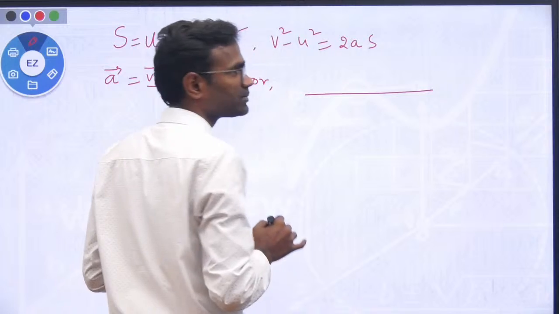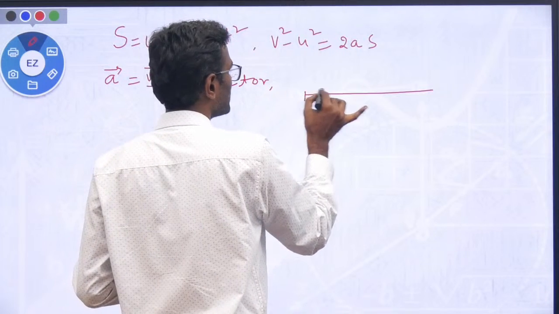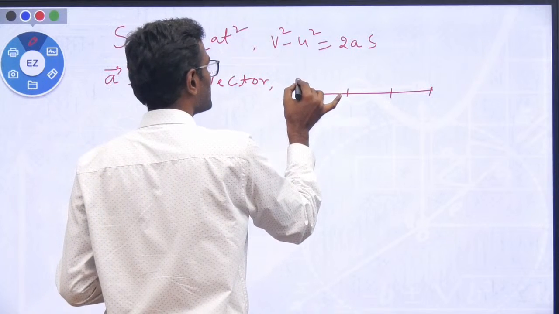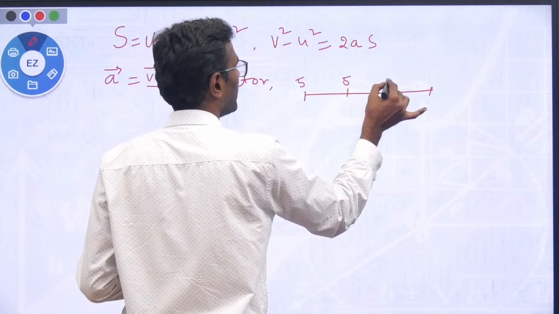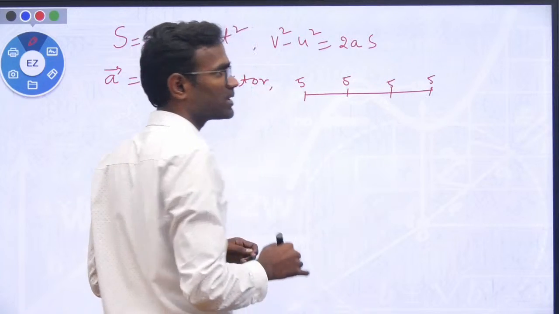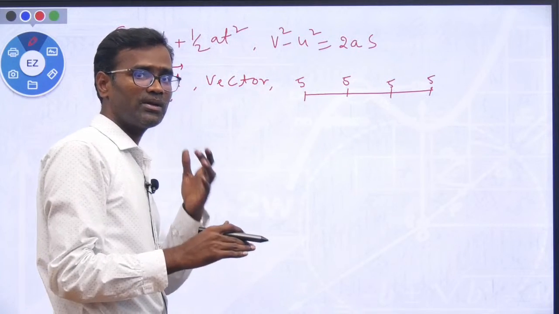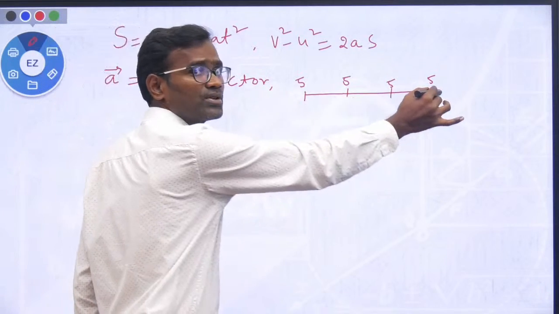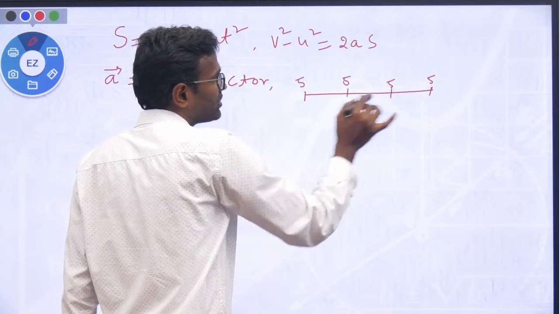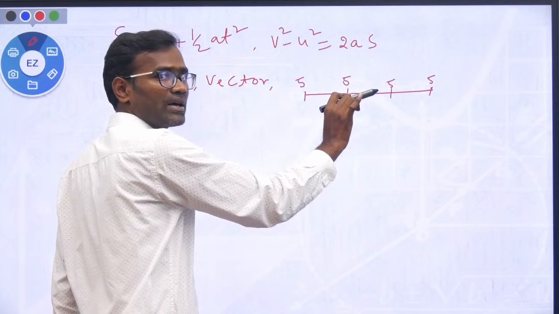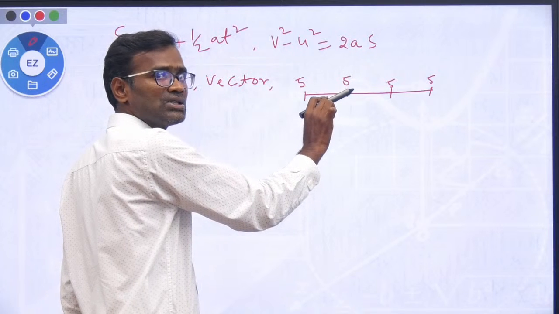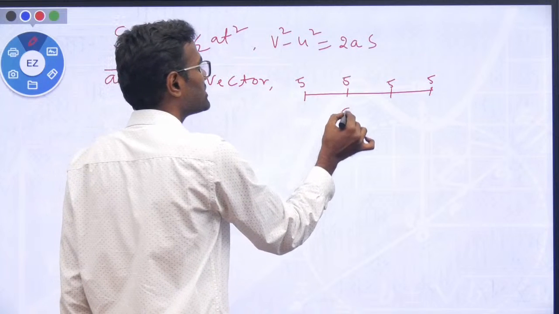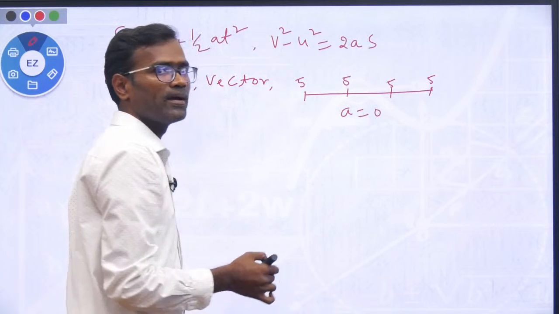Suppose a particle is moving along a straight line with a constant speed, at every point 5 meters per second, in a fixed direction. Moving in a straight line means it is in a fixed direction. So there is no change in direction, and no change in speed either; no change in magnitude as well as direction. So in this case we can say acceleration is 0.